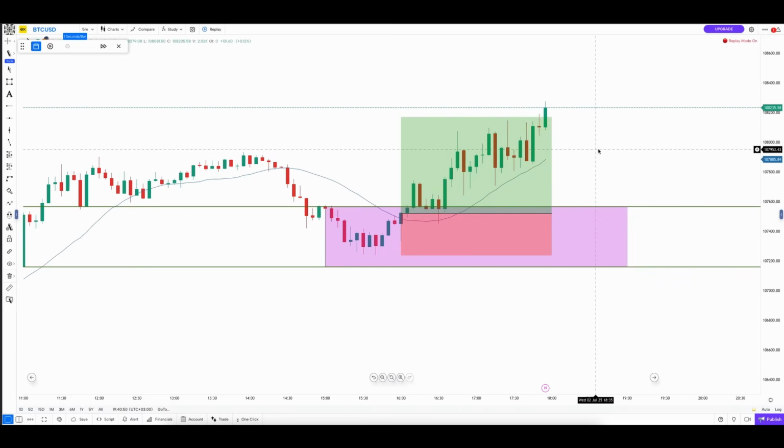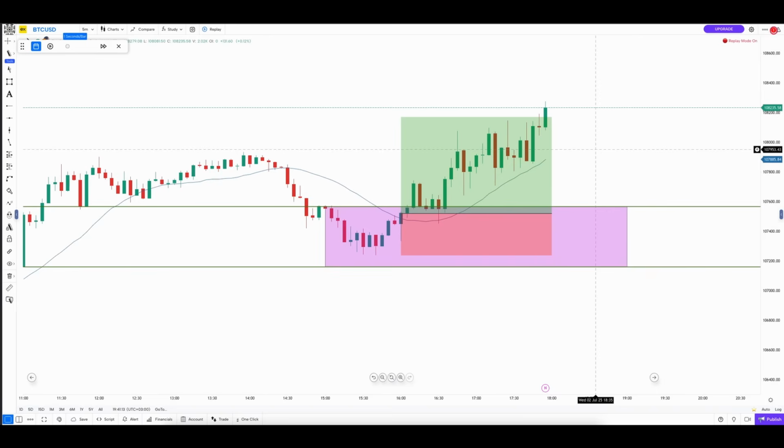This is how you would be able to get your entries using the one candlestick strategy from the 4-hour chart to the 5-minute chart, following the steps that I have shown you from the beginning of the video. Guys, if you've not understood this, please go and watch the video again and follow the steps one by one so that you can practice this and backtest this on your favorite pairs.